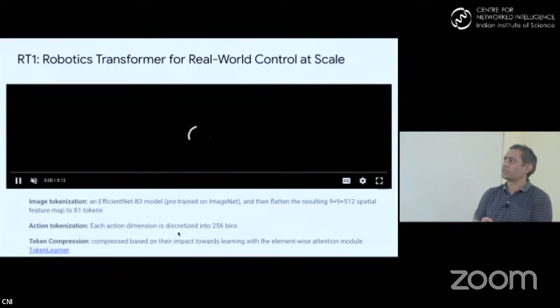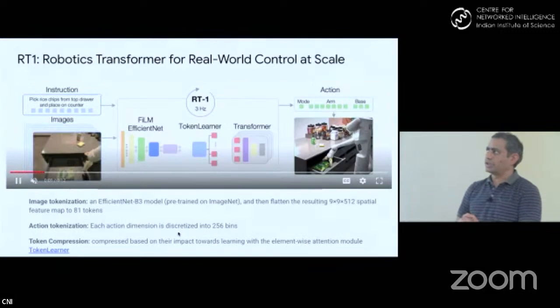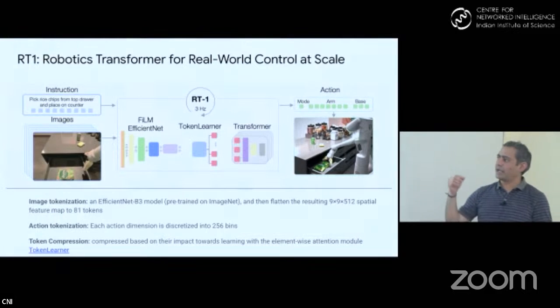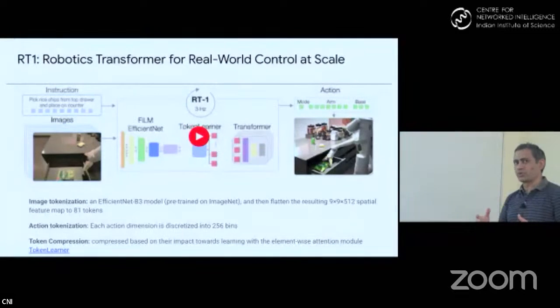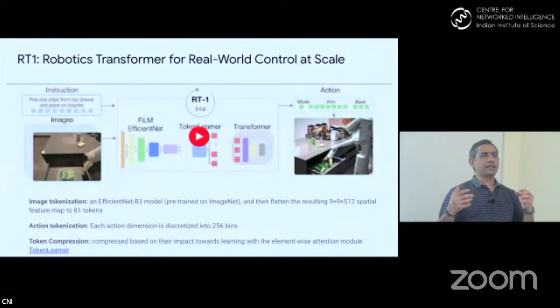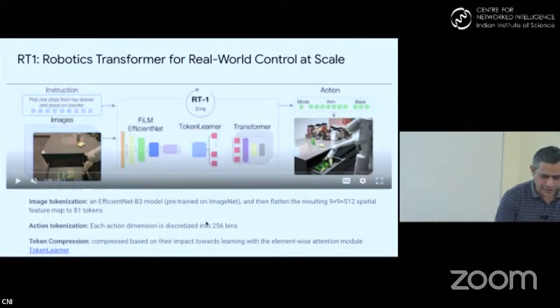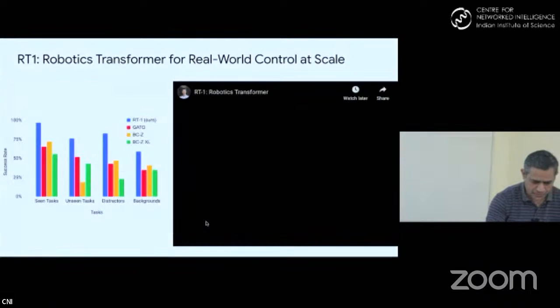One of the key parts of the solution was good image tokenization. You need to find the right tokenization to feed in, a good action tokenization, and token compression. If you don't compress the tokens, you need a very large model, and then you don't have enough data to fit it, so you underfit. And this leads to some very nice control.